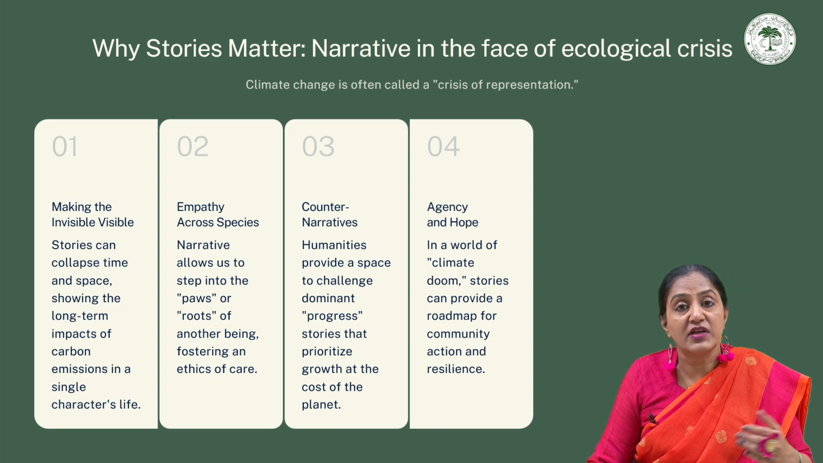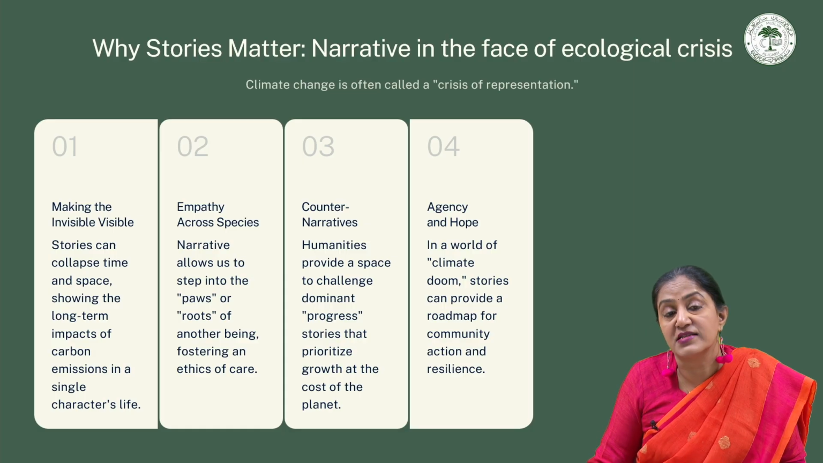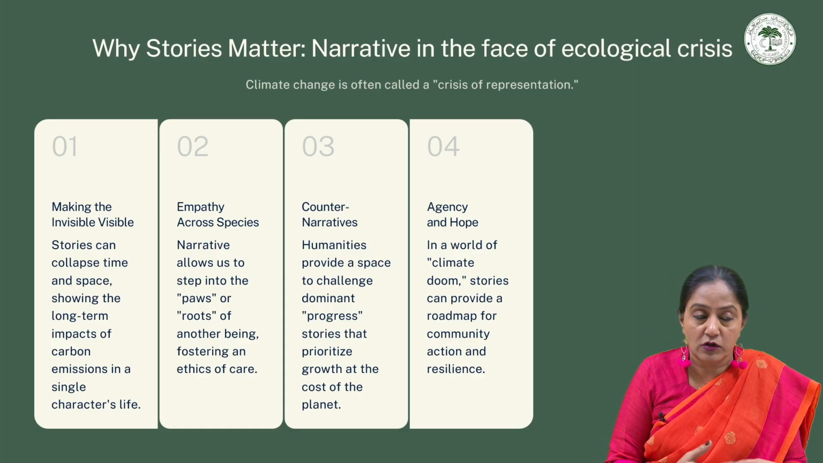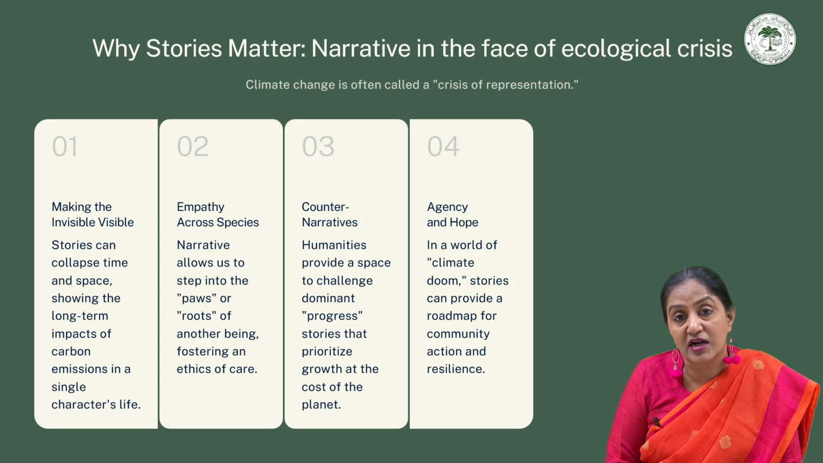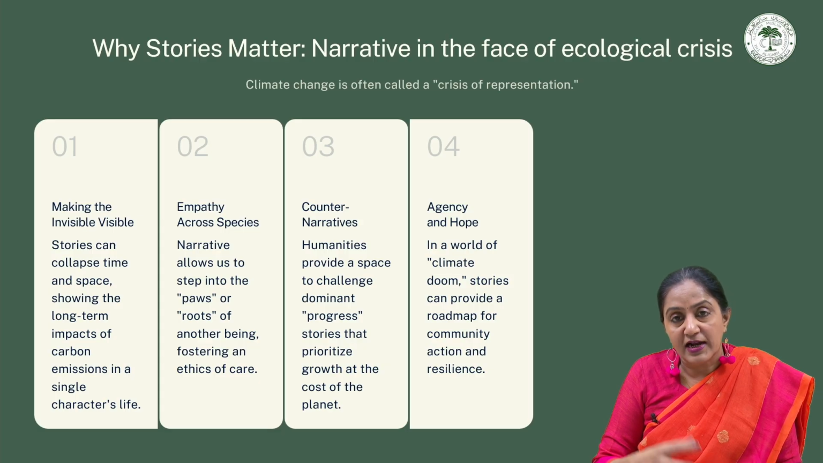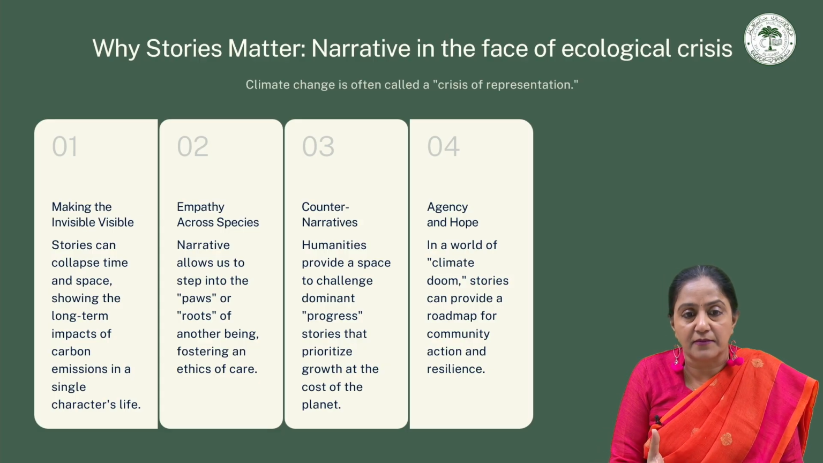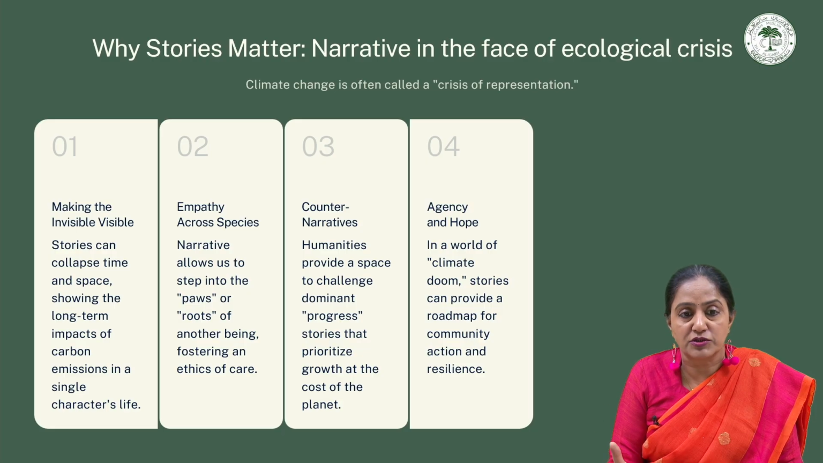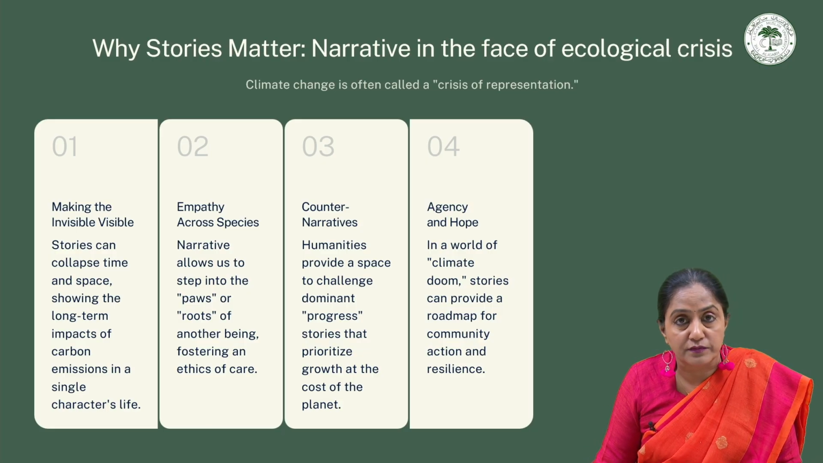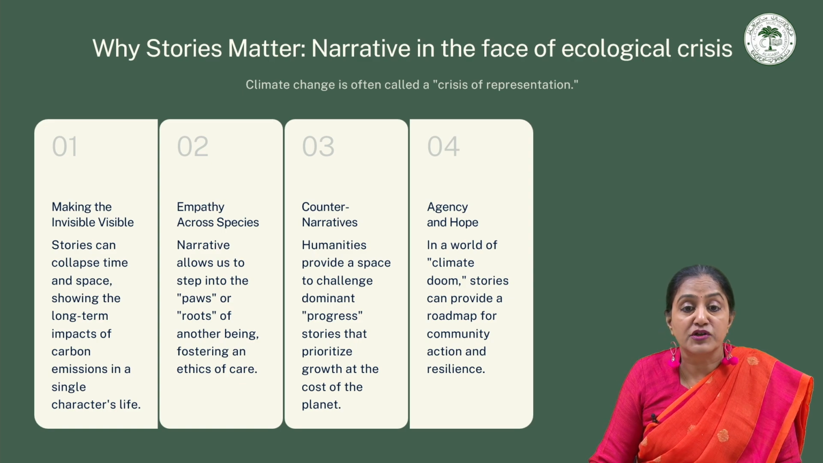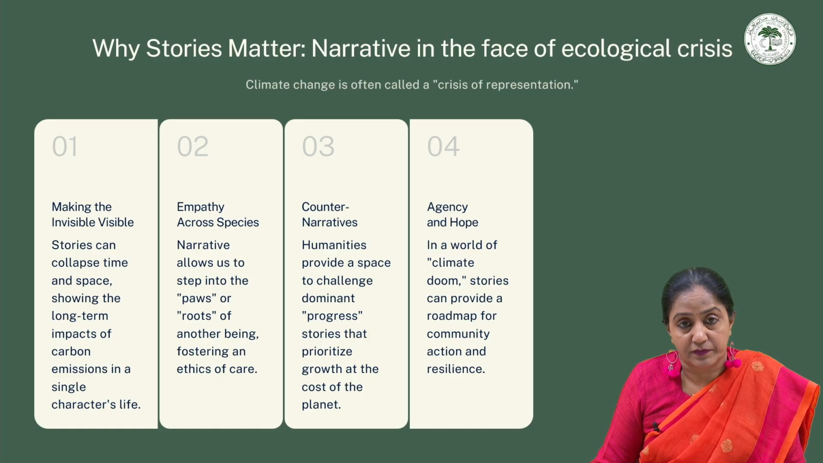A novel can reveal the human consequences of rising sea levels. For example, if a novel is written about human beings living in the coastal regions, and it's a story of, let us say, 70 years, 80 years, 100 years, that narrative can make us understand the whole situation. A film can make biodiversity loss emotionally tangible. A poem can capture ecological grief more powerfully than a scientific graph.